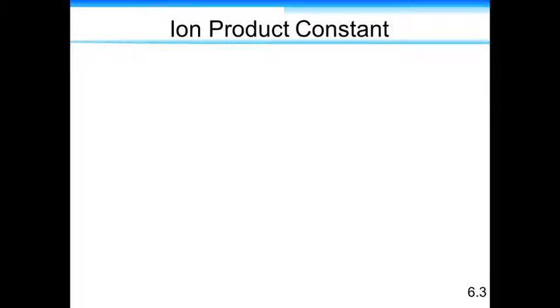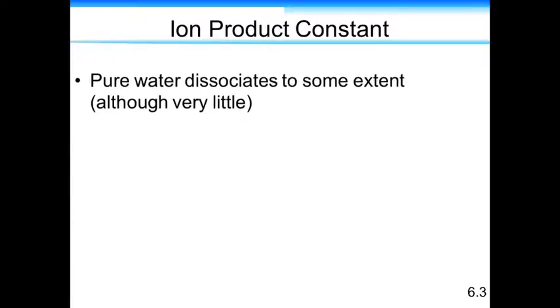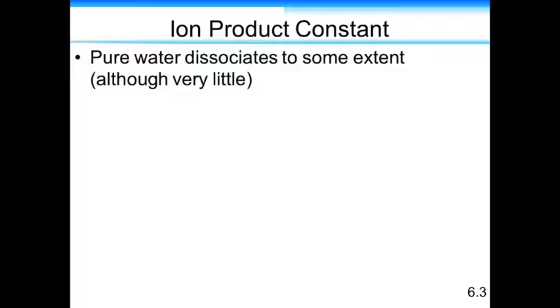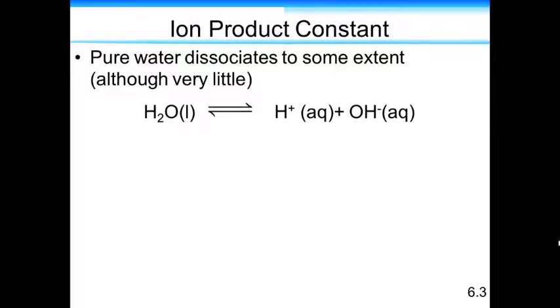Now, this brings us to another topic called the ion product constant. Pure water dissociates to some extent, but very little. Again, in our previous chapter, we talked about whether or not pure water conducted electricity, and it didn't. The only reason why tap water may conduct is due to the ions in solution, either that came from groundwater runoff and it dissolved ionic compounds in the ground, or from metal ions in your pipe. But it does dissociate a tiny, tiny amount.